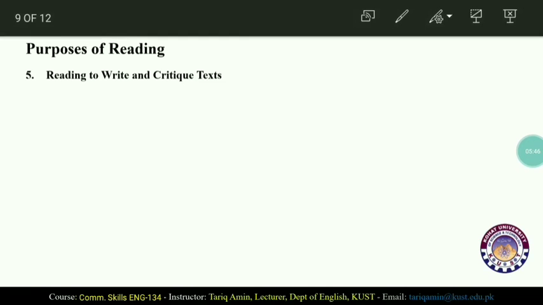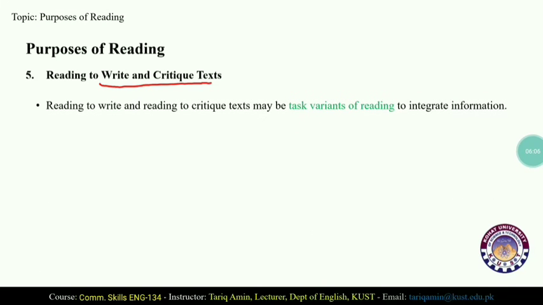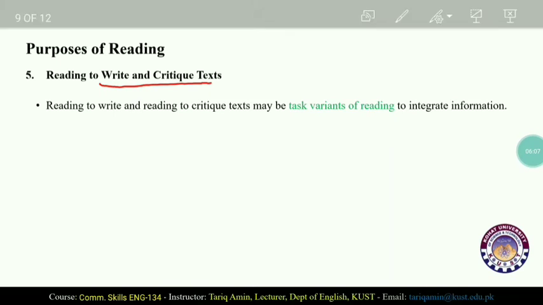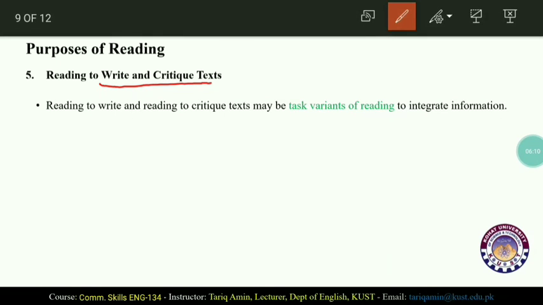The fifth purpose of reading is reading to write and critique text. Sometimes we read different texts in order to write something about them or in order to critique them. So this could also be one of our purposes behind reading. Reading to write is the first, and reading to critique is another purpose.